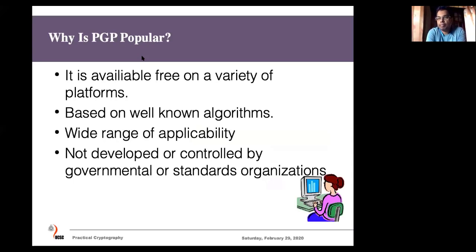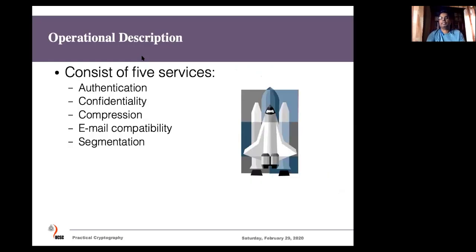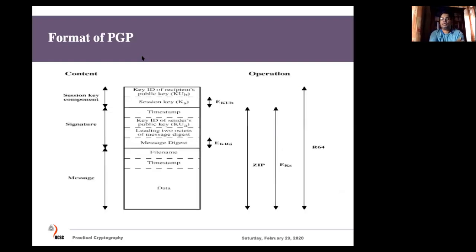PGP is popular because it is free. Plus, it may not require a public key certificate. If you want to use PGP, we can use it directly within a group, between friends, and so on. We don't need any public key certificates to use that. So PGP and S/MIME both support confidentiality and authenticity for email communication. Let's look at how PGP messages look, to understand the cryptographic part of it. This is how PGP protects an email message.